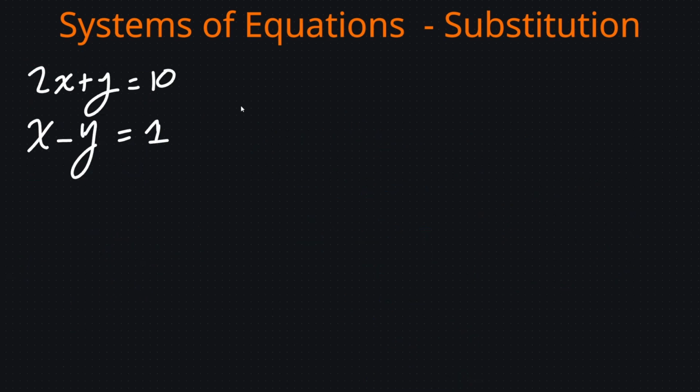Let's try some more. So here we have the system 2x plus y equaling 10 and x minus y equaling 1. We can still solve via substitution. However, it's not going to be quite as easy.